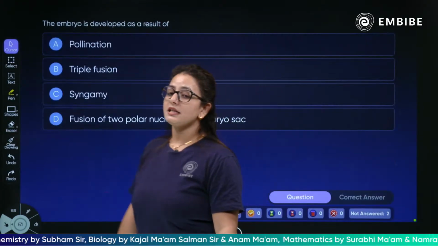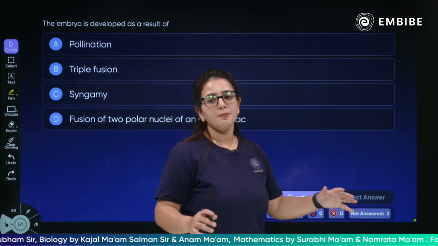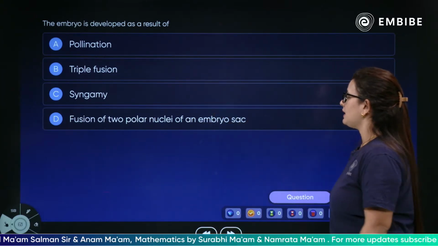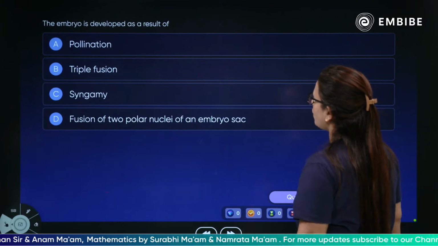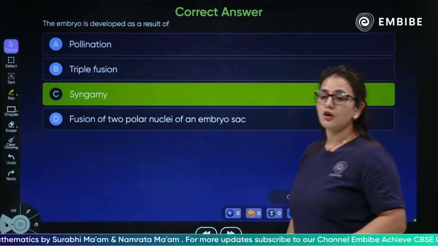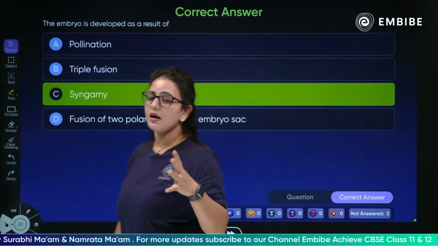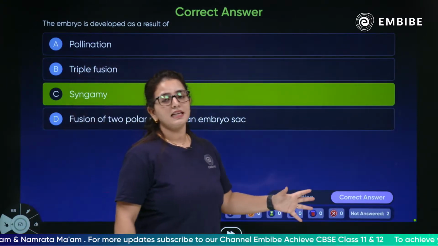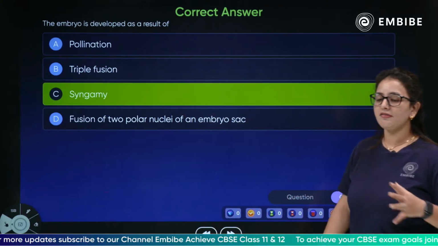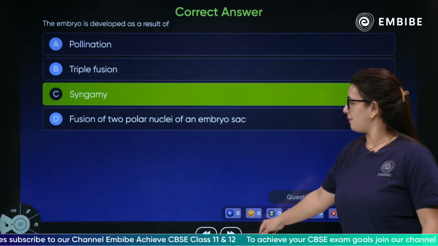Next, children, is another question. The embryo is developed as a result of, how the embryo is basically formed. The embryo is basically a result of syngamy. Yes, when the fusion of the egg cell and the male gamete takes place, that event is called syngamy. Yes, that event is called syngamy.